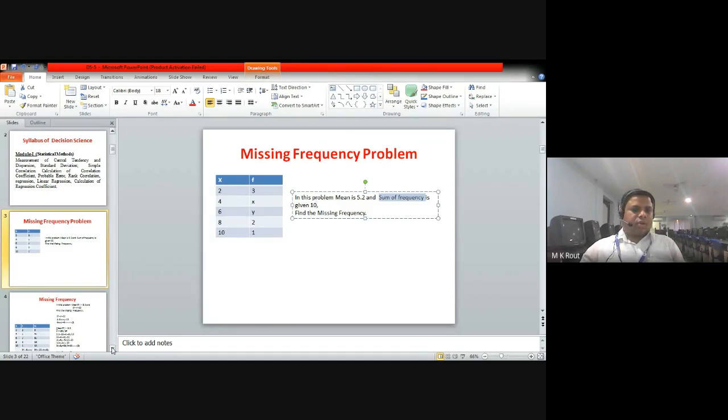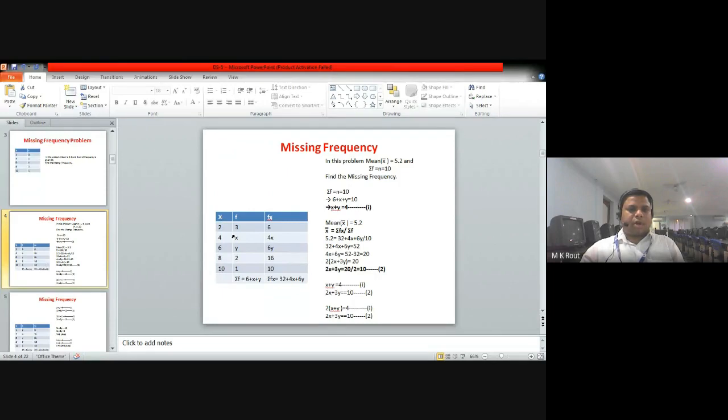The first step is that you have to make a table: X variable column, the next one is the frequency column, and the next is the F into X column. As per the given data, I mentioned the X variables and their respective frequencies. First, calculate the sum of frequency, that is 3 plus 2 plus 1 plus x plus y, which is 6 plus x plus y. Then calculate the f into x column: 2 into 3 is 6, 4 into x is 4x, 6 into y is 6y, 8 into 2 is 16, 10 into 1 is 10.